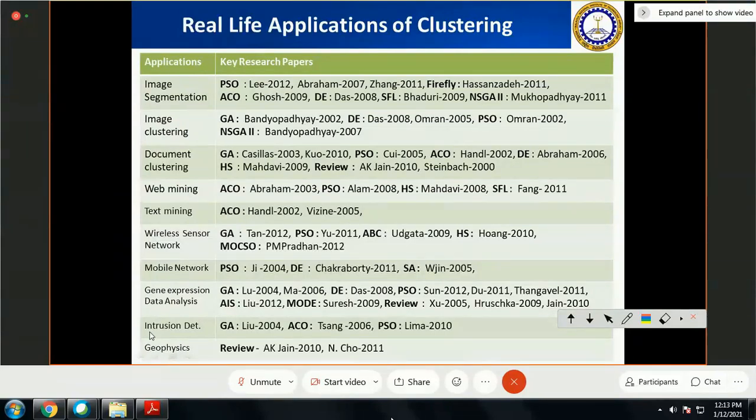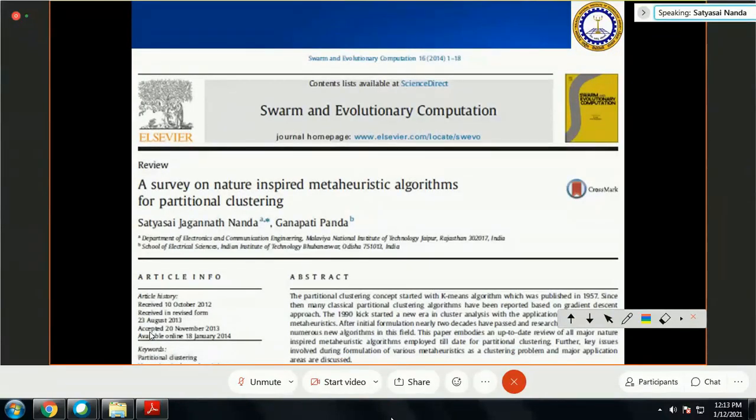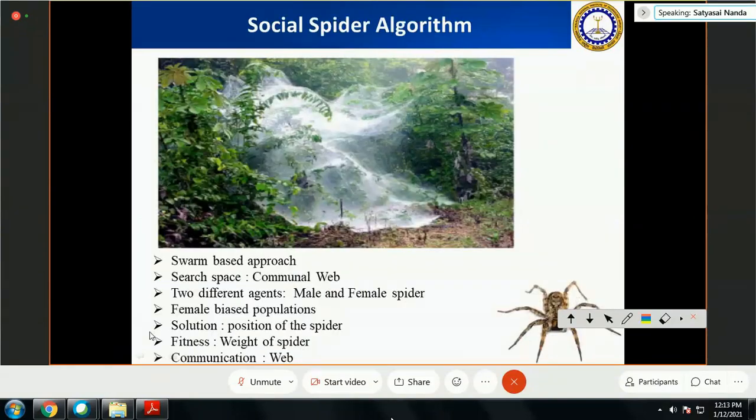So this is a review paper our group has published, and you can refer to it for more details. And now I will be focusing on a recently developed nature-inspired optimization algorithm based on social spider optimization, inspired by the behavior of the spiders residing in a particular colony.